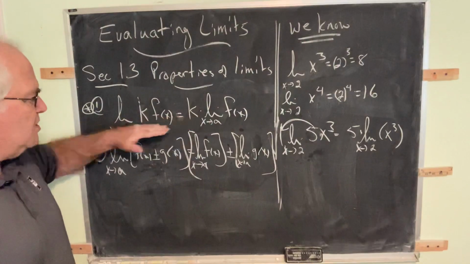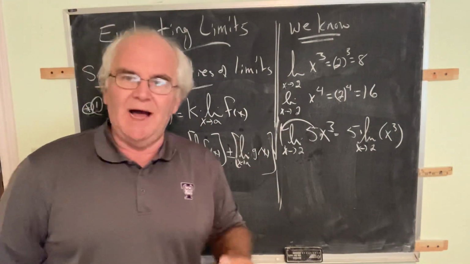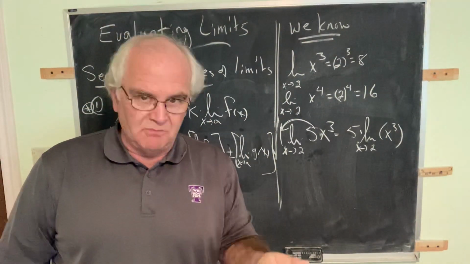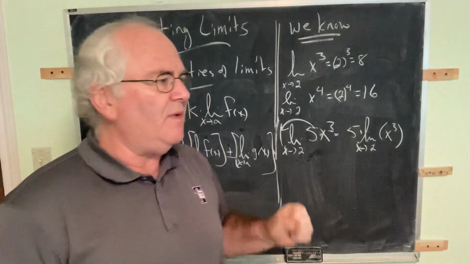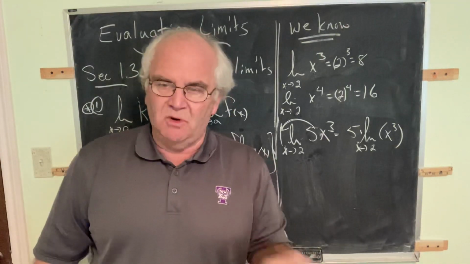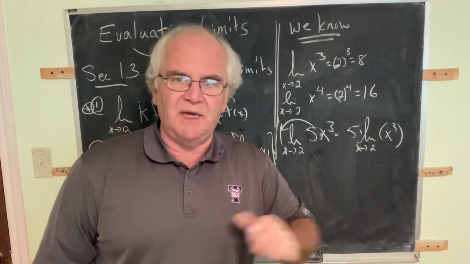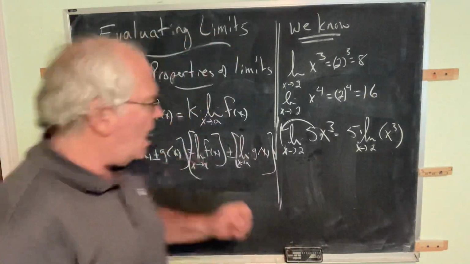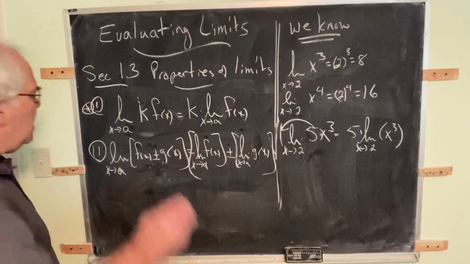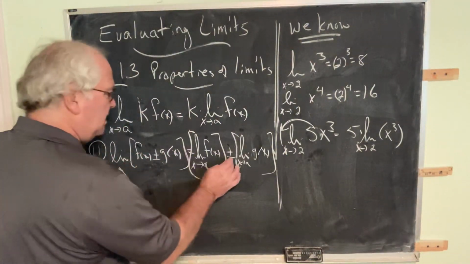But the limit of the sum is the sum of the limits. Constant multipliers multiply along. We will find out when we do derivatives later on, and when we do integrals, constant multipliers multiply along. So that principle is going to carry through various places in the coursework. The limit of the sum is the sum of the limits.